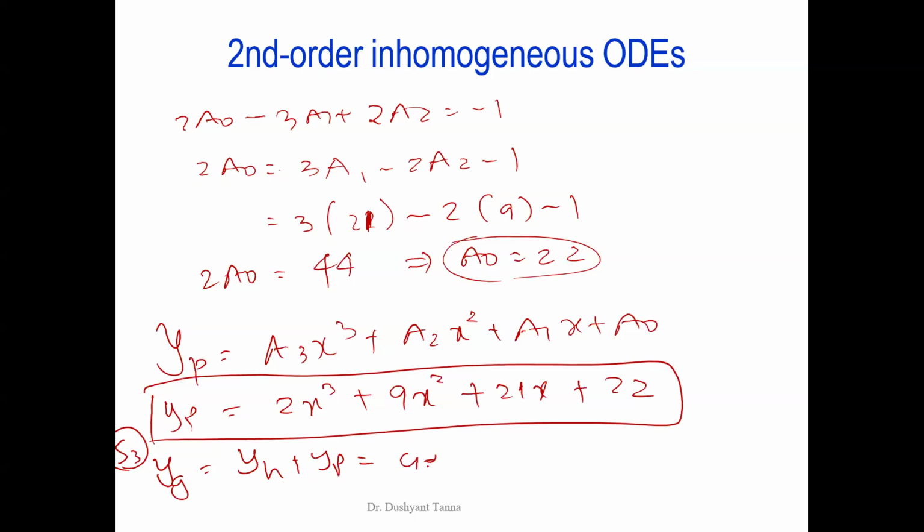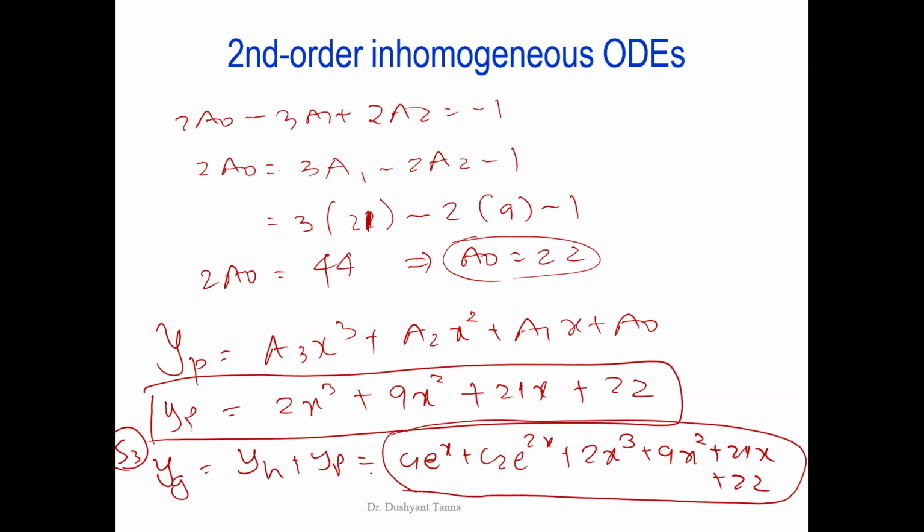YH was C1 e raised to x plus C2 times the other term. That is your general solution, YG. If there was some initial condition given, then we will get rid of C1 and C2 using those conditions. Most likely they'll be given as y of 0 is equal to something and y dash of 0 is equal to something. Hope we are traveling good so far.